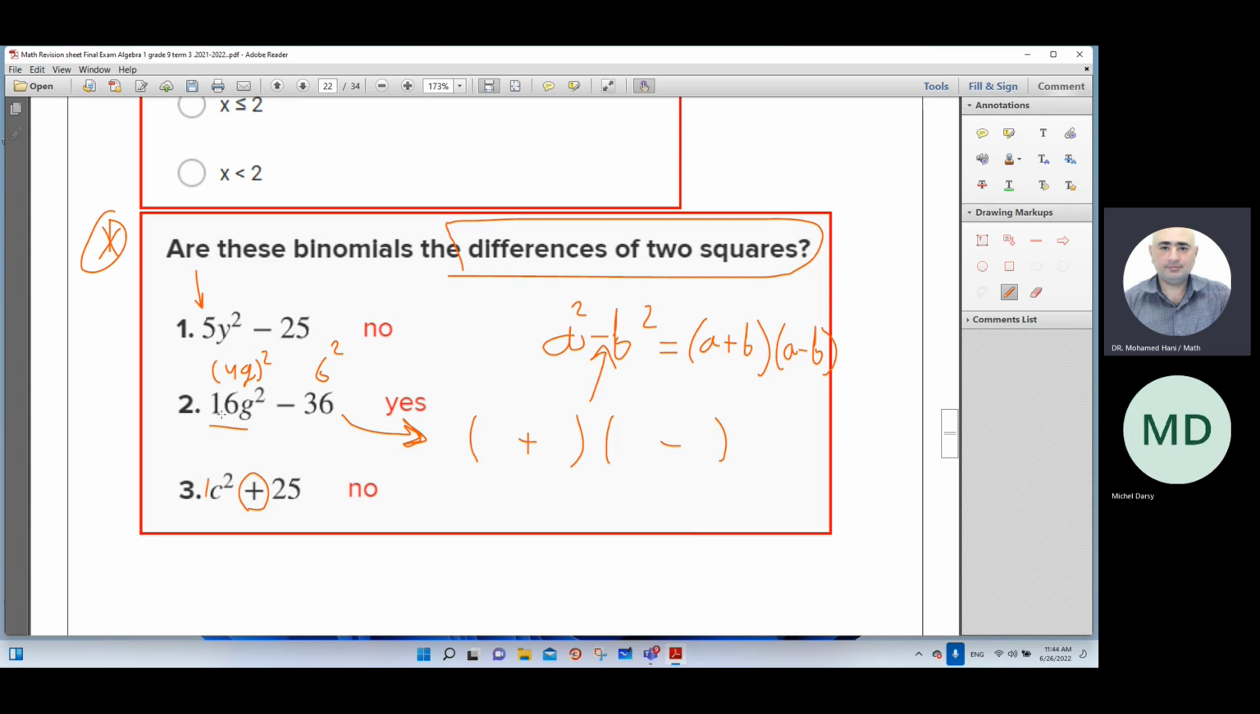Then take the square root of 16, which will be 4, and the square root of g squared will be g. Then take the square root of 36, which will be 6. Then repeat the same numbers. You will get the required answer.